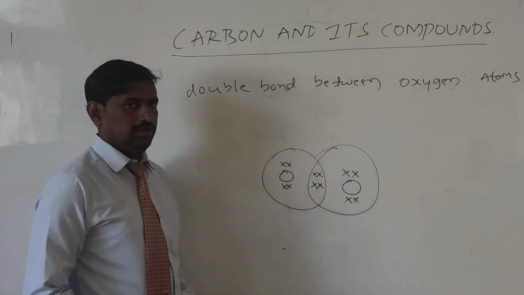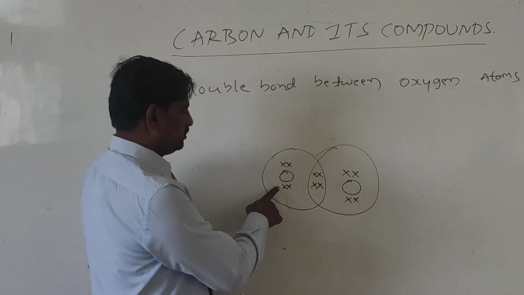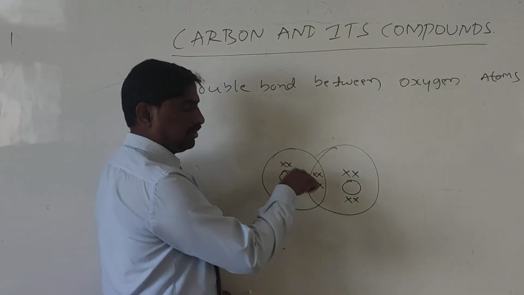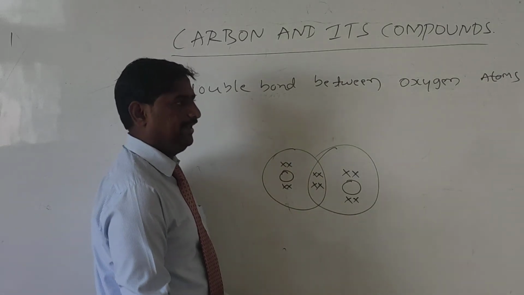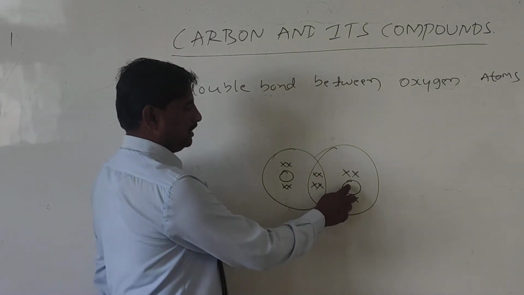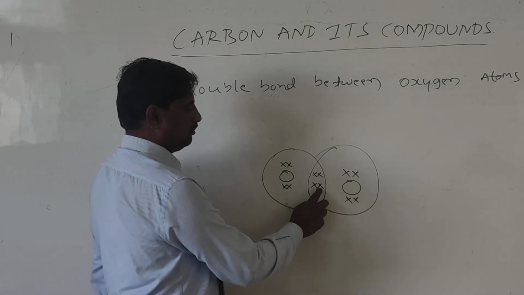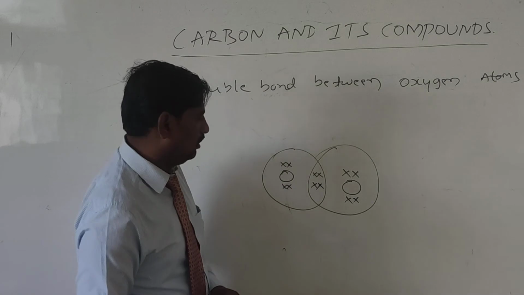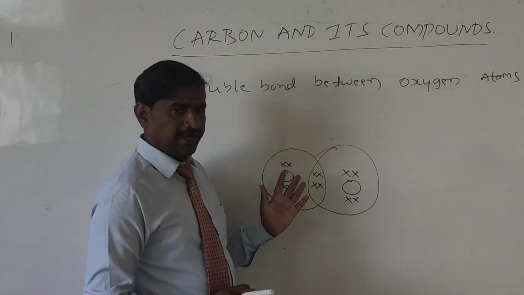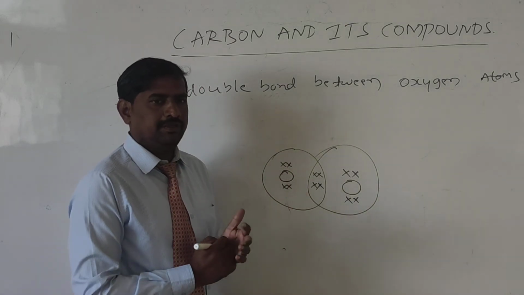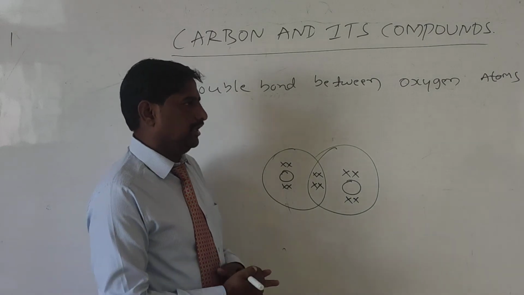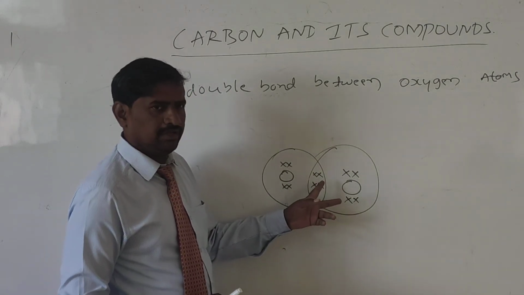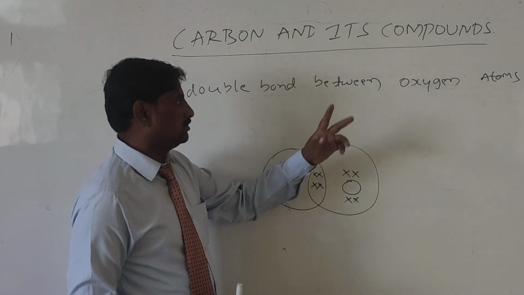See here, when we consider this oxygen, 1, 2, 3, 4, 5, 6, 7, 8. The octet rule is obeyed here. The next oxygen also, 1, 2, 3, 4, 8. According to the octet rule, the 2 atoms of oxygen share electrons and combine to form the oxygen molecule.